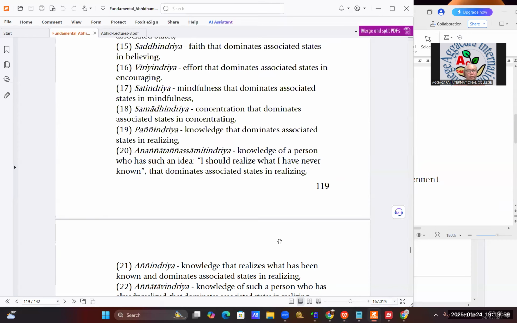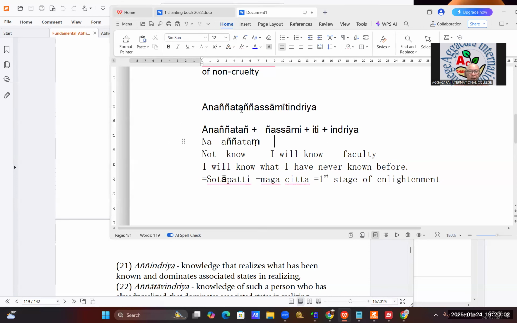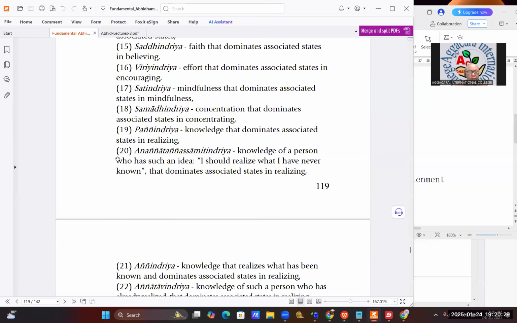All right. So this is the one. Anyanyata, nyasami ti indriya. Right. I will know what I never knew before. So of course, when the person reaches enlightenment, he will know the enlightenment, the nibbana that he never experienced before. So that's the meaning. Right. So this stage is enlightenment. So this panya can be said to be quite general, not enlightenment yet. All right, so we can say this is not enlightenment and this part 20 is enlightenment, first enlightenment.